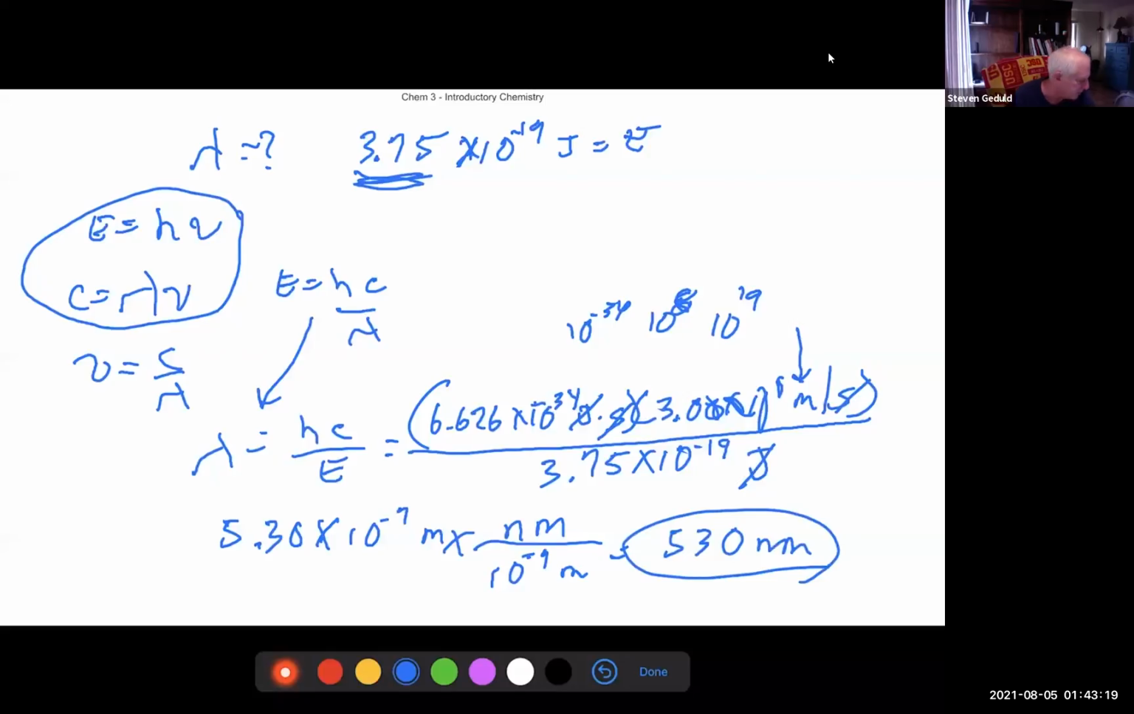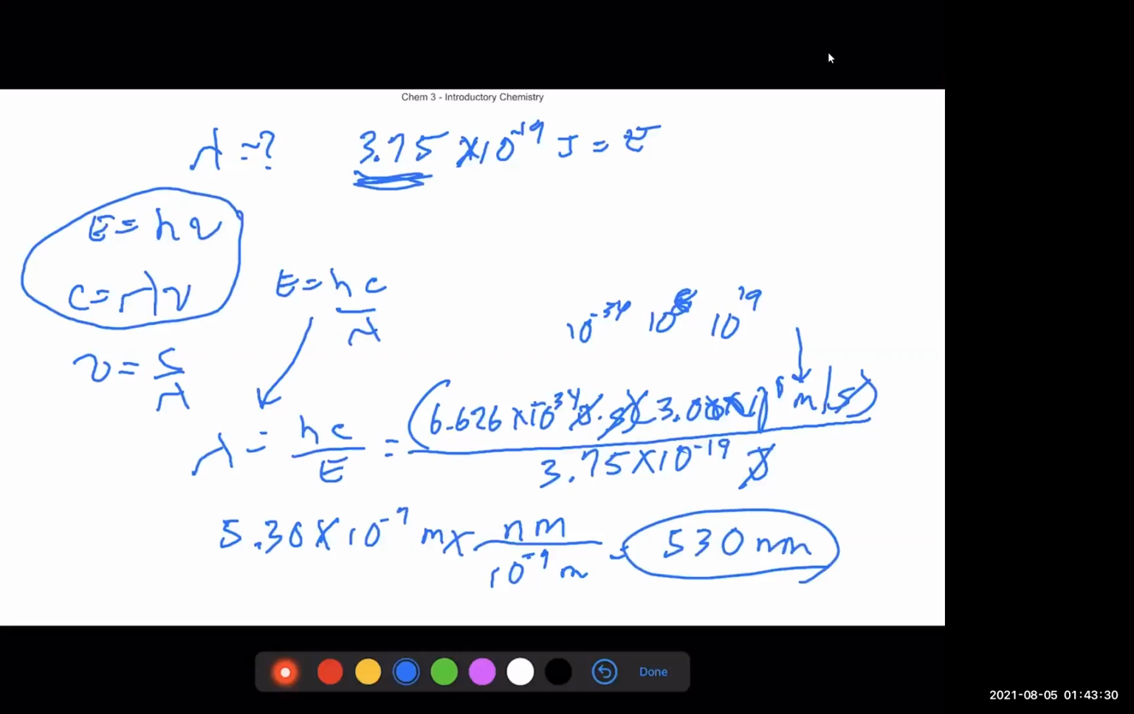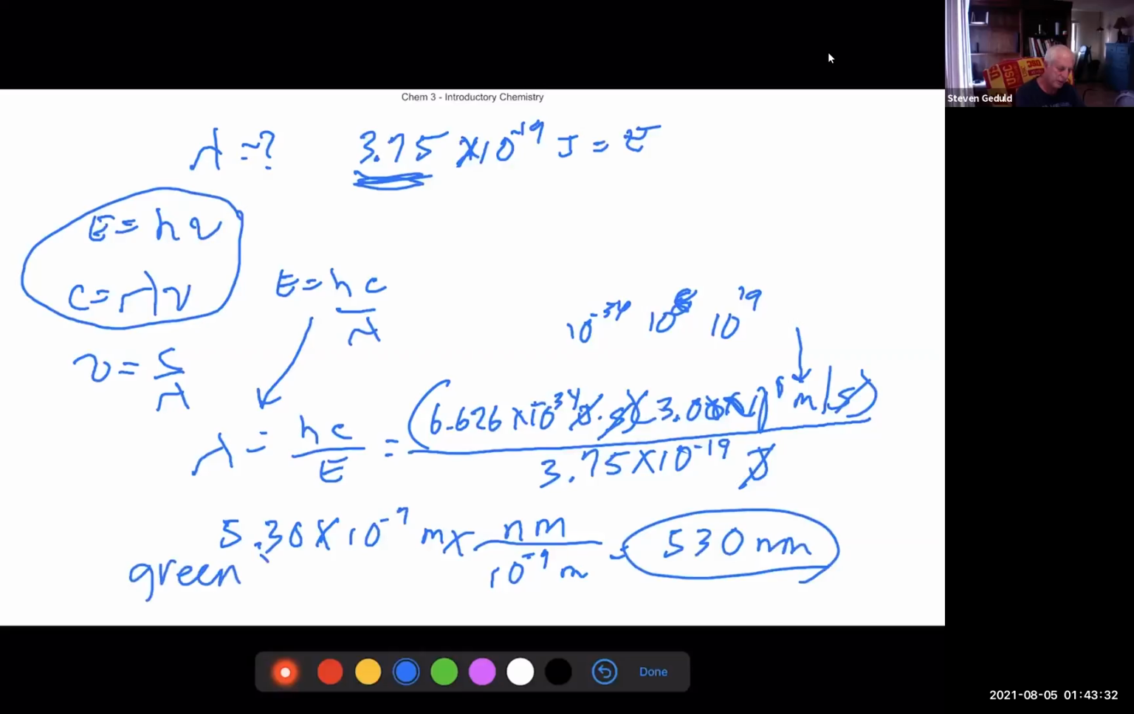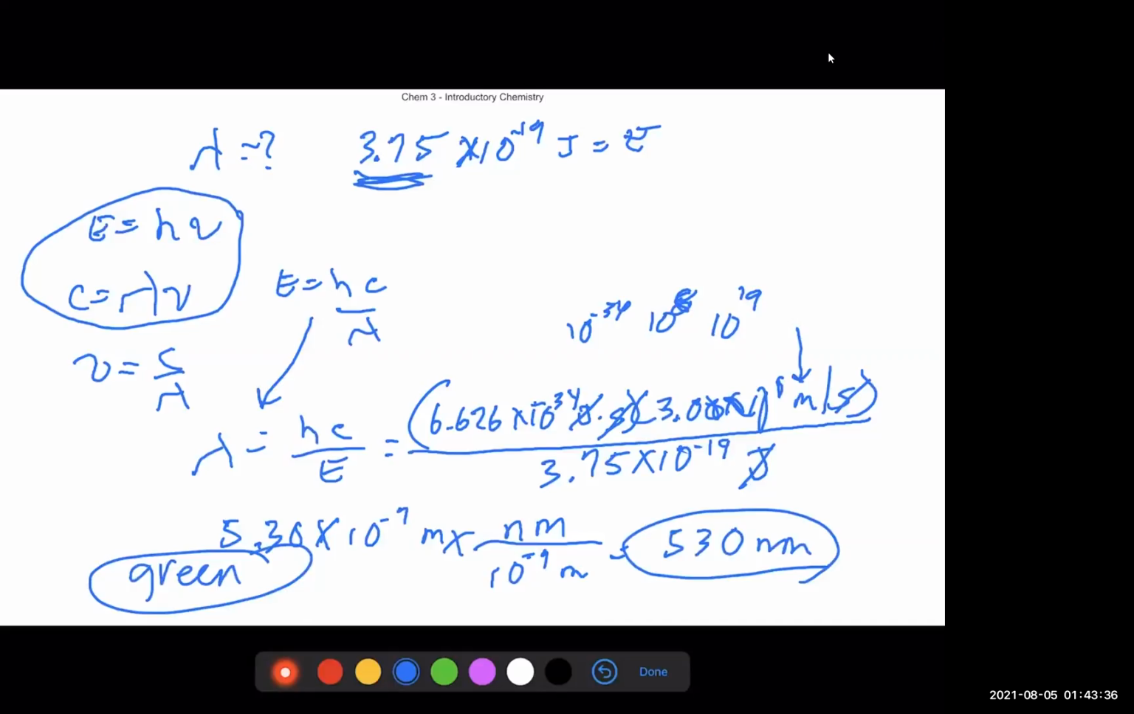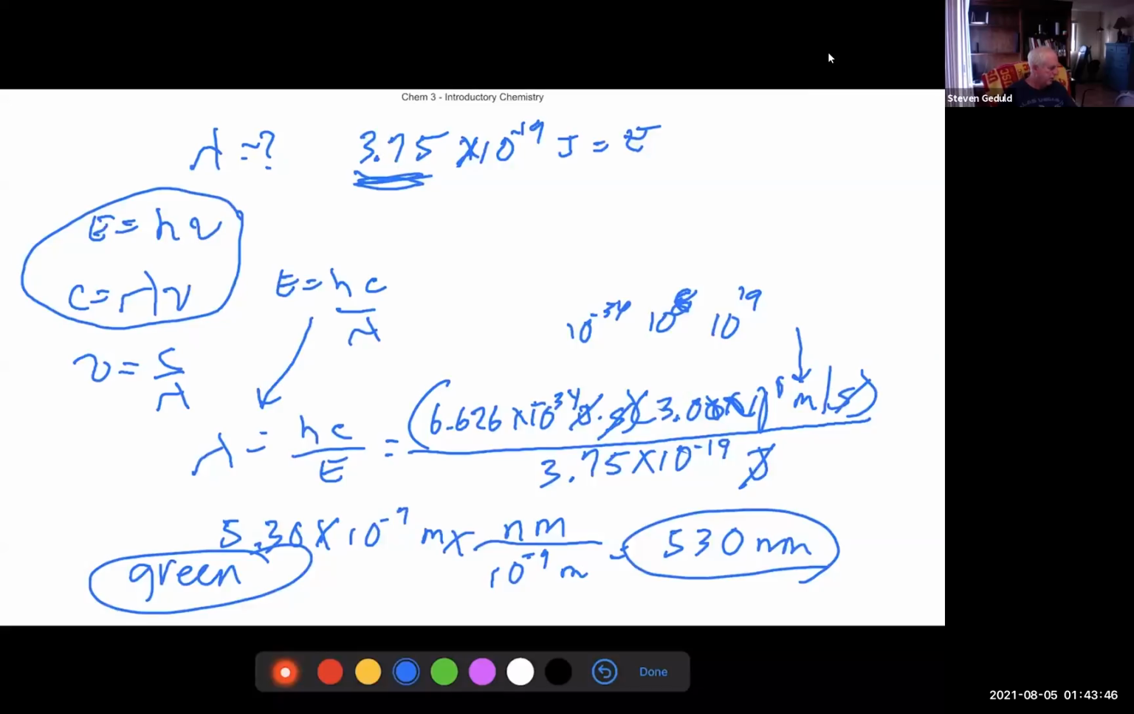And we look at that on the visible spectrum. Is that red light? You have a 530, it's green, like a dark green light. So the color of light given off here with that kind of energy would be green. All right, makes sense? That's the math, that's the calculation for energy. Those are the only two equations we have for that.